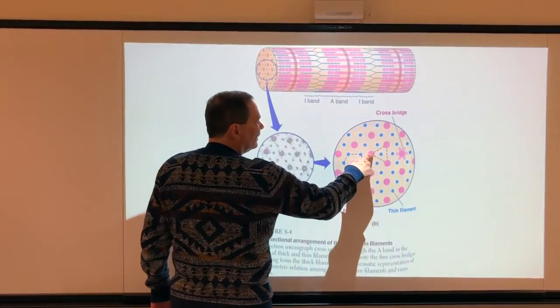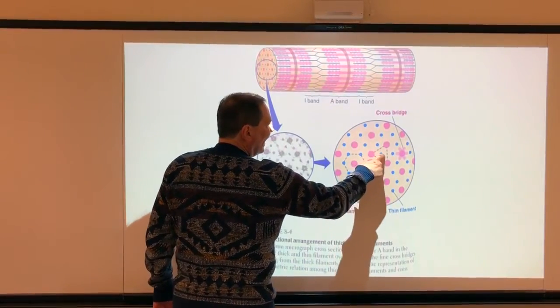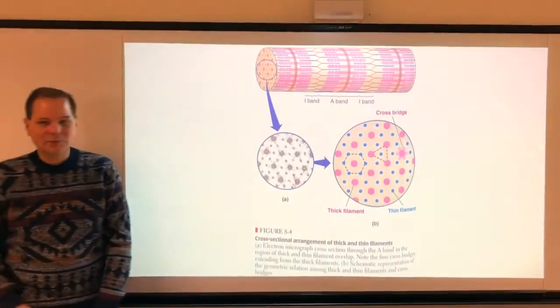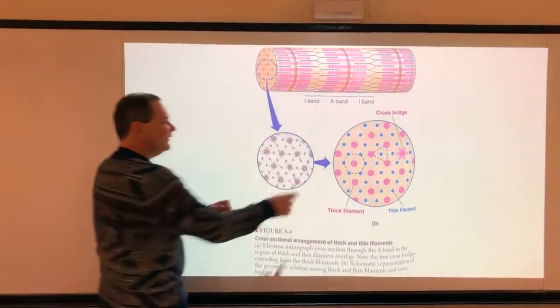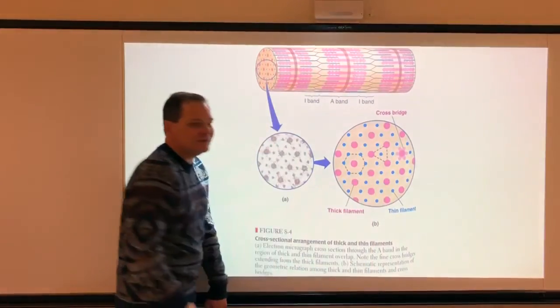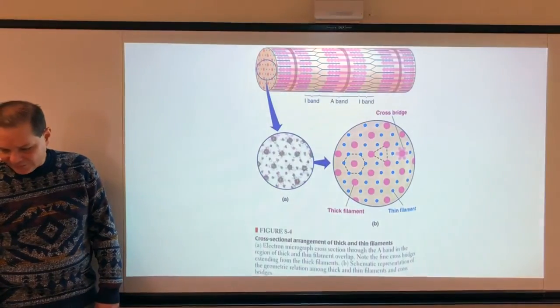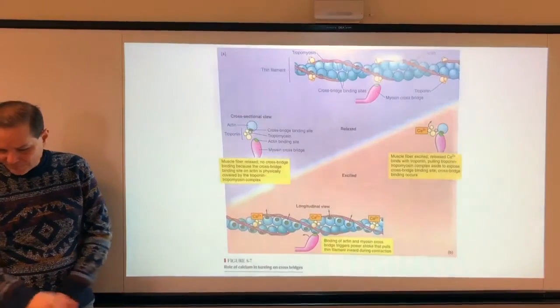If you look at it in another way, there are 3 myosins per actin in the arrangement. And each one is binding this actin and causing contraction in a different area of the thin filament.